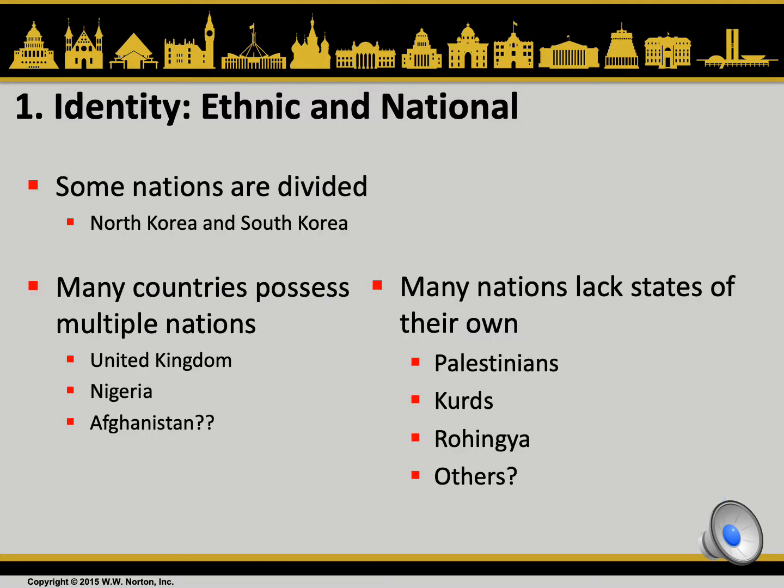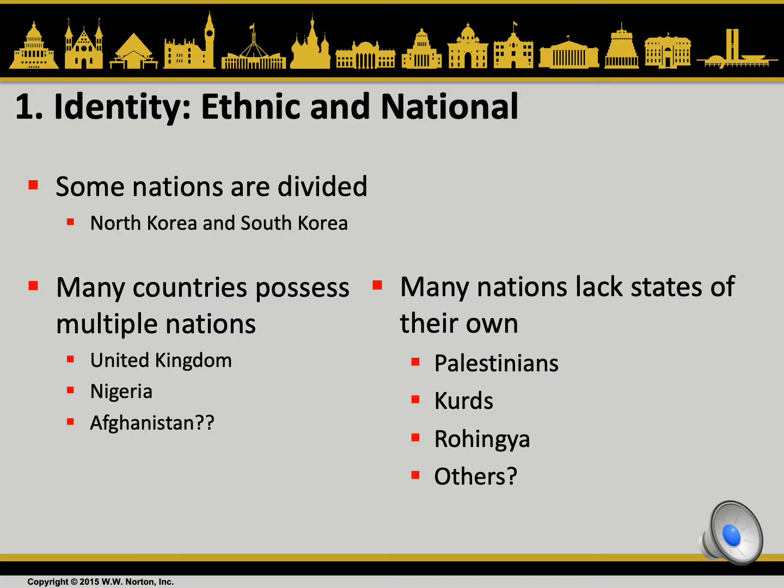Some of those divisions are manifest in permanent change, or seemingly permanent change, as the example of North and South Korea. Many countries possess multiple nations, the example of the United Kingdom, for instance, Nigeria, and I'd offer even Afghanistan in terms of the various nations that permeate the various regions within that country.